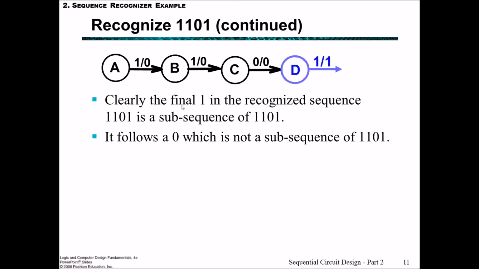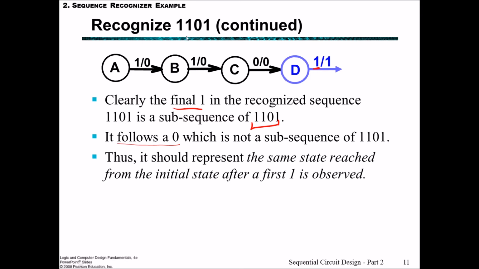So thus clearly the final 1, this one here, is actually part of the second subsequence, and it also follows a 0, which is not a subsequence of 1, 1, 0, 1. If we had a 0 here that we were trying to recognize, then it would be, but if not, then we really only count it as that first step.